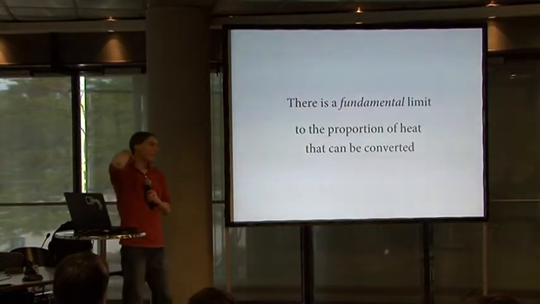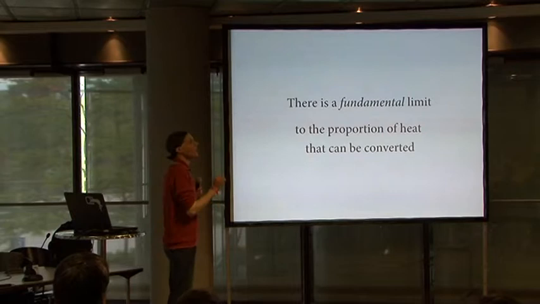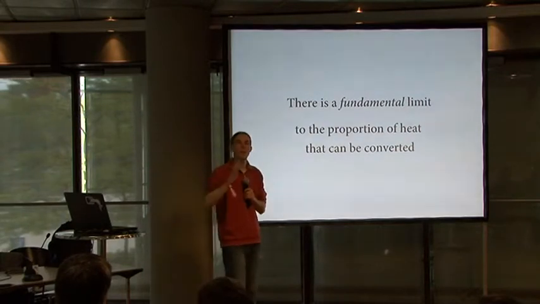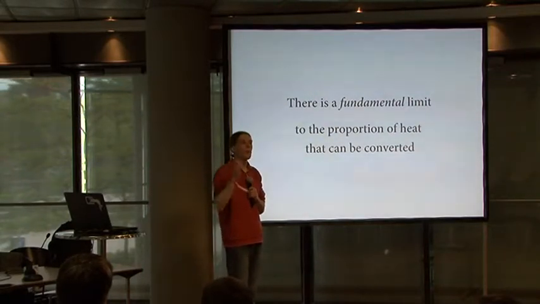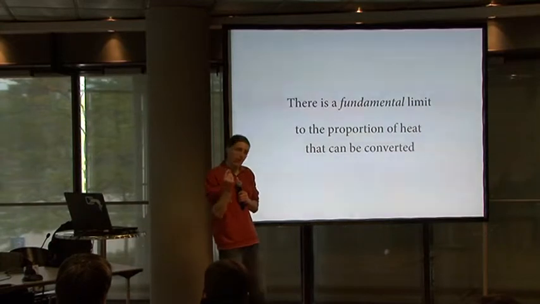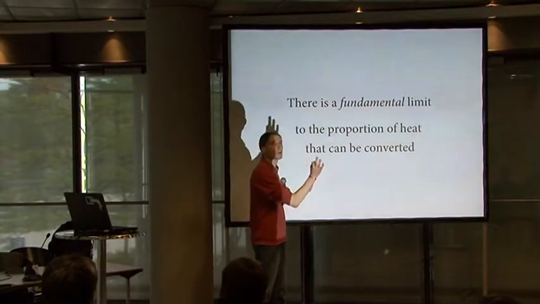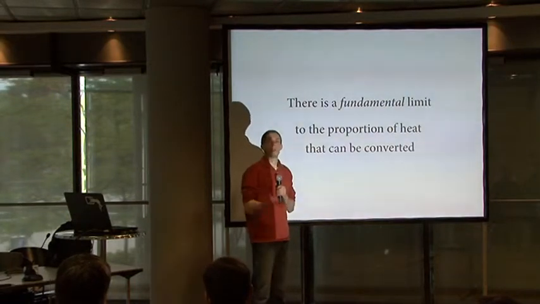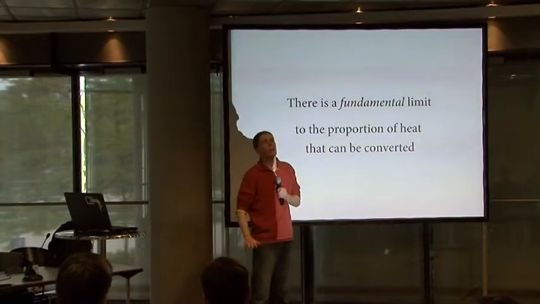So the idea here is that there's a fundamental limit to the proportion of heat that you can convert into work. Every time you want to extract random movement from the particles and condense that into a movement of a single part, a cool movement, a movement that does not dissipate, then you lose some of that energy as low-grade heat.